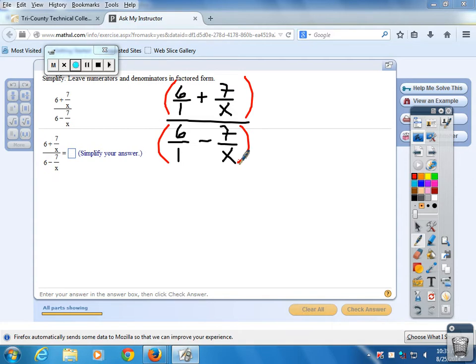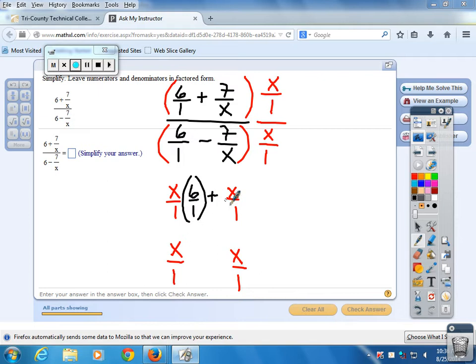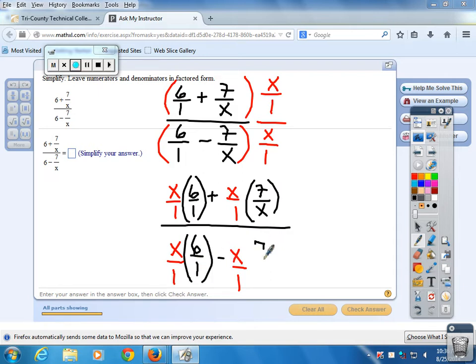So I'm not just going to multiply by x over x. I'm going to make a fraction out of that, and that way you won't get confused. So x over 1, x over 1, and then multiply through your equation. 6 over 1 plus 7 over x, 6 over 1 minus 7 over x.